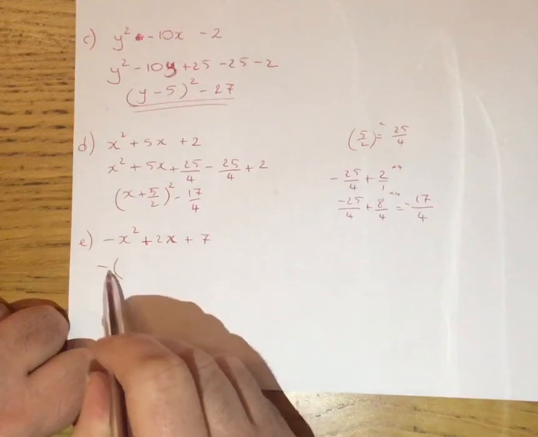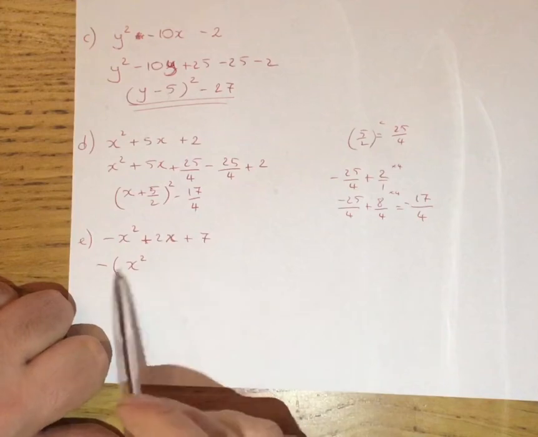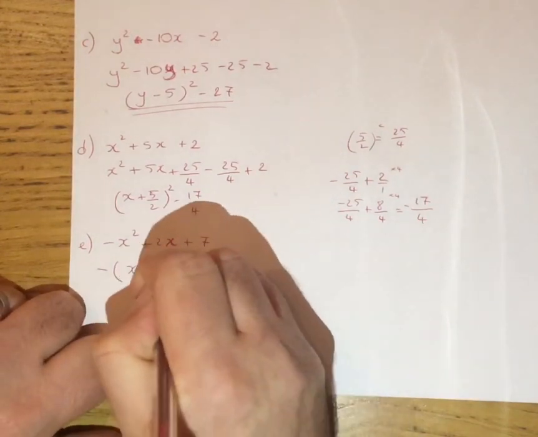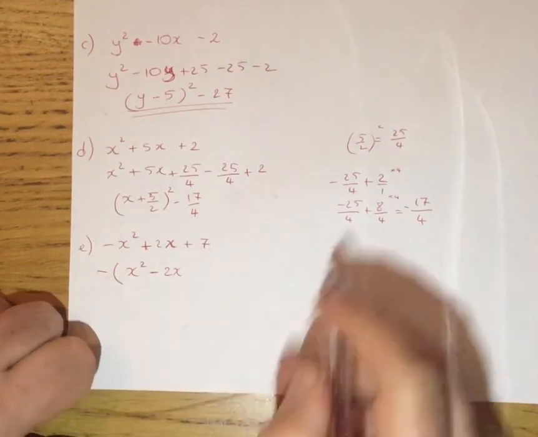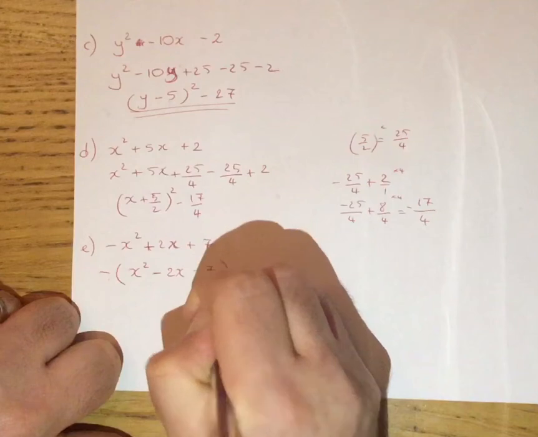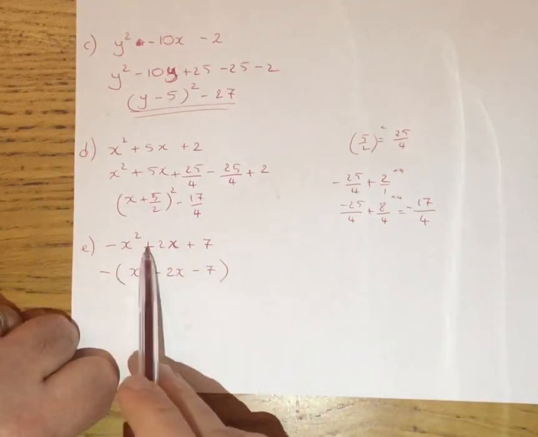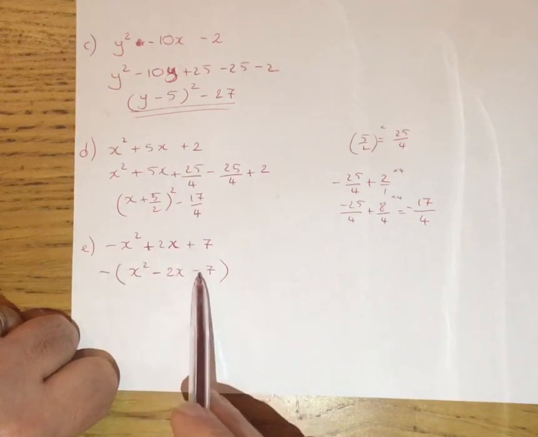So minus times what will give you minus x squared? It will be x squared. Minus 1 times what will give you positive 2x? So it will be negative 2x. Negative 1 times what will give you positive 7? Negative 7. So basically what I've done, I took minus as a common factor and I changed all the signs. Negative becomes positive, positive becomes negative, positive becomes negative.